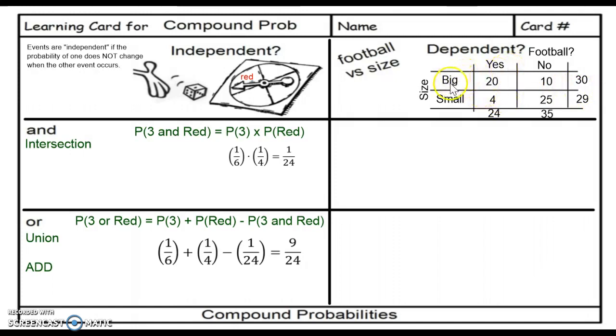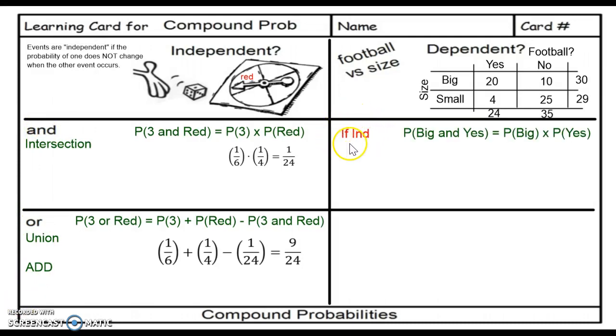So we have, of the big people, 20 that play football and 10 that don't. People that we classify as being small, we have 4 people that play football and 25 that do not. And so I went ahead and added our marginal distributions here as well. So yes, there are 24 people that play football, 35 people that do not play football. There are 30 people that we classify as big, and there are 29 people that we classify as small. So now, how do we apply this to our intersection or and problems and our union or problems?